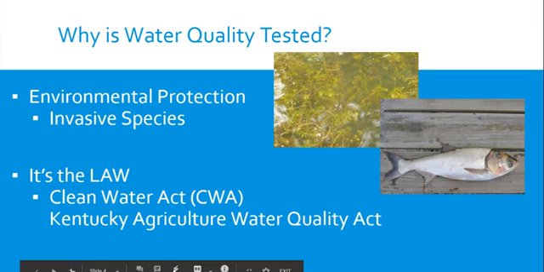It's also the law. Under the Clean Water Act, water quality must be tested and maintained, and under the Kentucky Water Quality Act, any farmland or agriculturalist that has more than 10 acres has to submit a water quality plan in order to ensure that water stays clean.